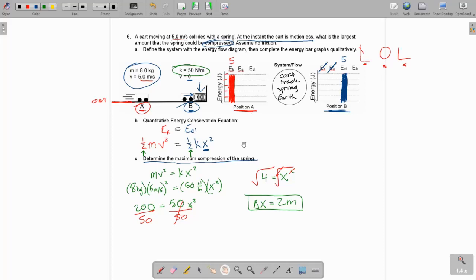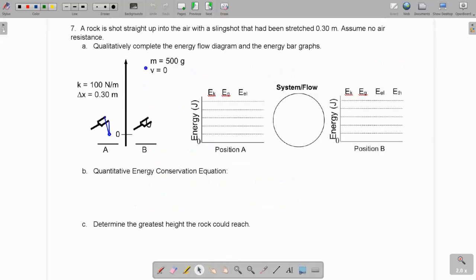I would love it if you guys would give number 7 a try on your own, and then check the video to see how you've done. Okay, so you can pause this if you need to. But I'm going to go ahead and move on here to number 7. Similar situation here.